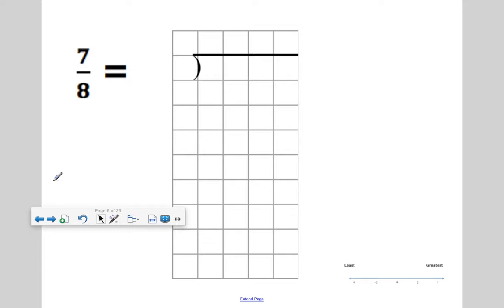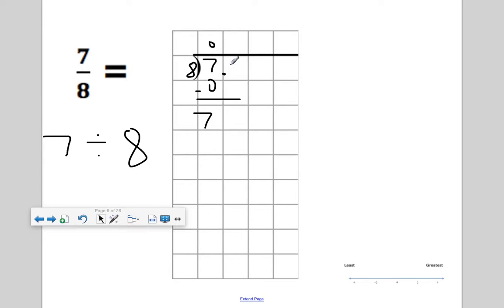Can 8 go into a hundredths place? It cannot, so we're going to have to divide it. It's 7 divided by 8. So we have 7 divided into 8 groups. Can 8 go into 7? I don't think so, so that's 0. 7 minus 0 is 7.